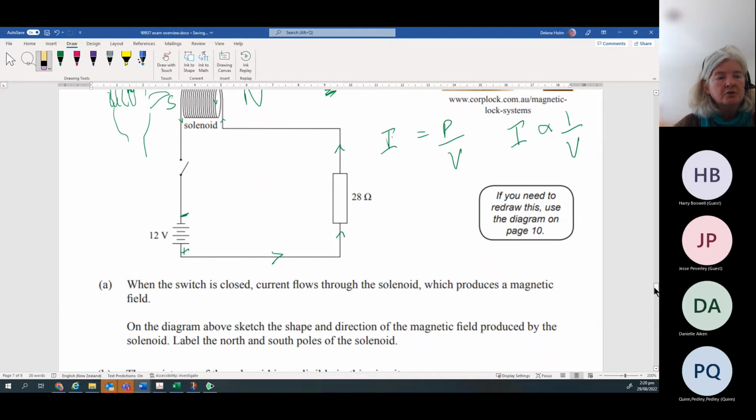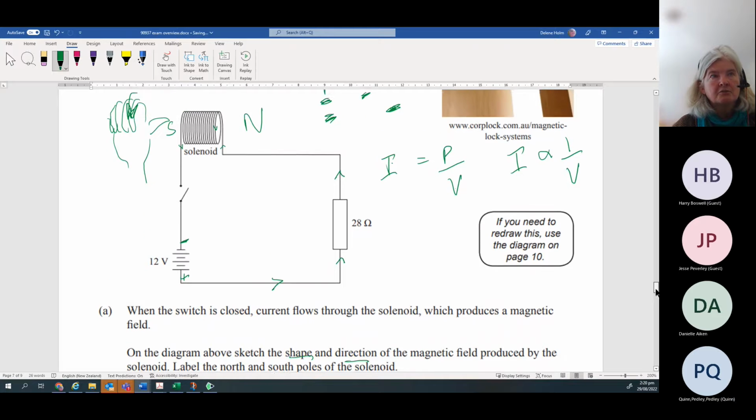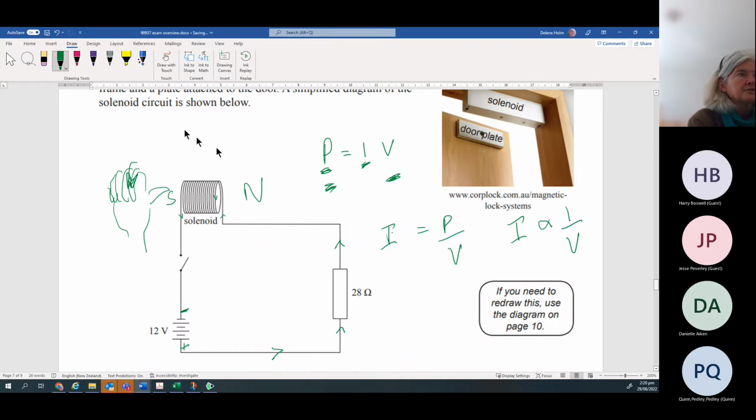Now they do ask you to do the shape and the direction of the magnetic field. So I have done, and I've labeled, you've got to label the north and the south. So you've got to have arrows and you've got to draw the magnetic field. So that means a whole lot of lines. So let me just sketch this out again. Keep your lines evenly spaced through here. Use a ruler if you can.